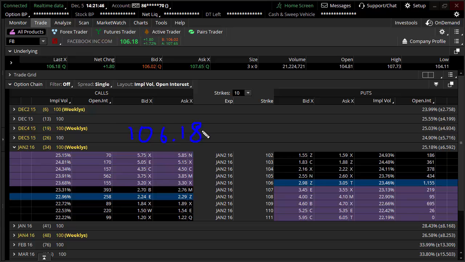106.18. Okay, it's not too easy to draw with this tool. So 106.18. Okay, and then you're going to take that stock price, and I'm just going to make this as quick and dirty as possible. Multiply it by what? By the implied volatility.